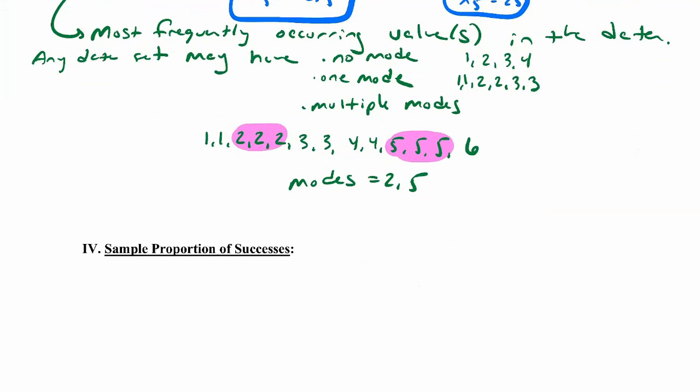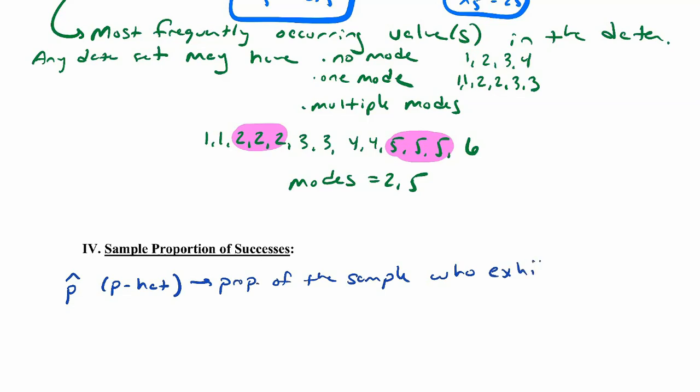of successes. Okay, here's a little bit of notation. This is called p hat. And this is how we represent our sample proportion of successes. Okay, and it just represents the proportion of the sample who exhibit some characteristic.